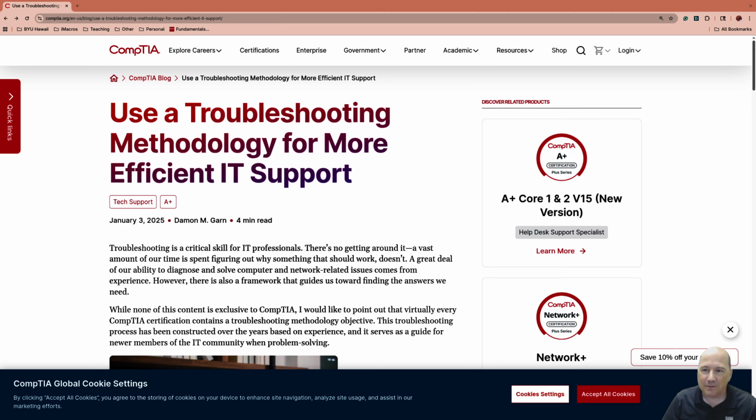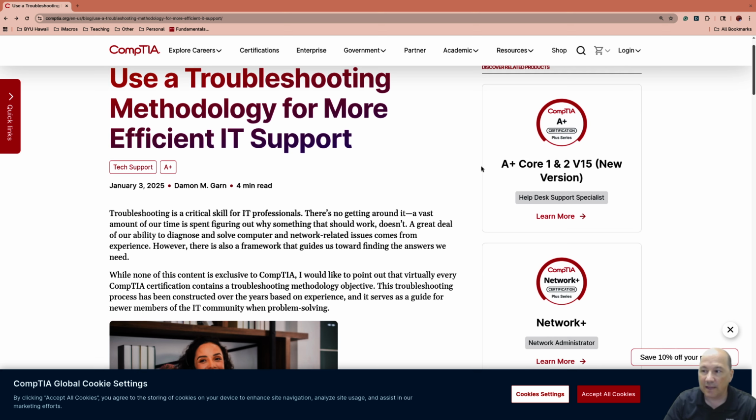So, someone was asking about troubleshooting, and I thought, hey, we should cover that. I wanted to introduce you as well to CompTIA's blog. I'll link to this page down below. But yeah, this is a pretty good resource. And the CompTIA troubleshooting methodology works for most everything. Okay? It's just a general methodology.